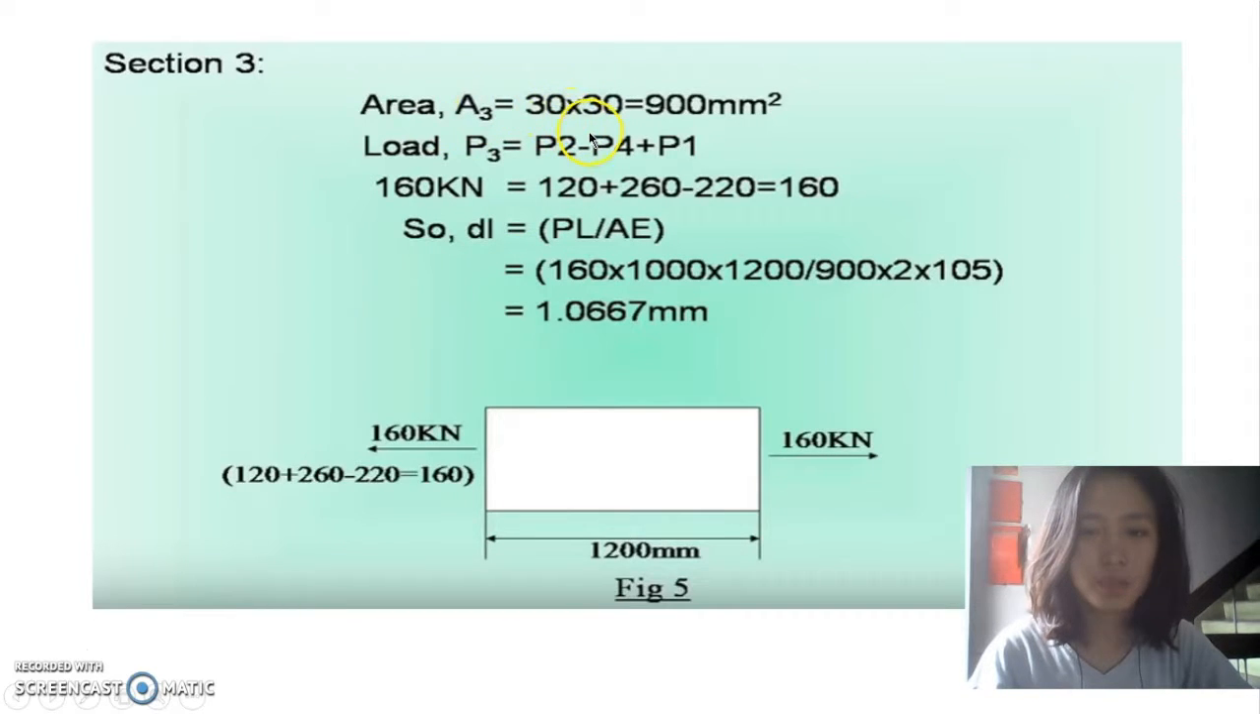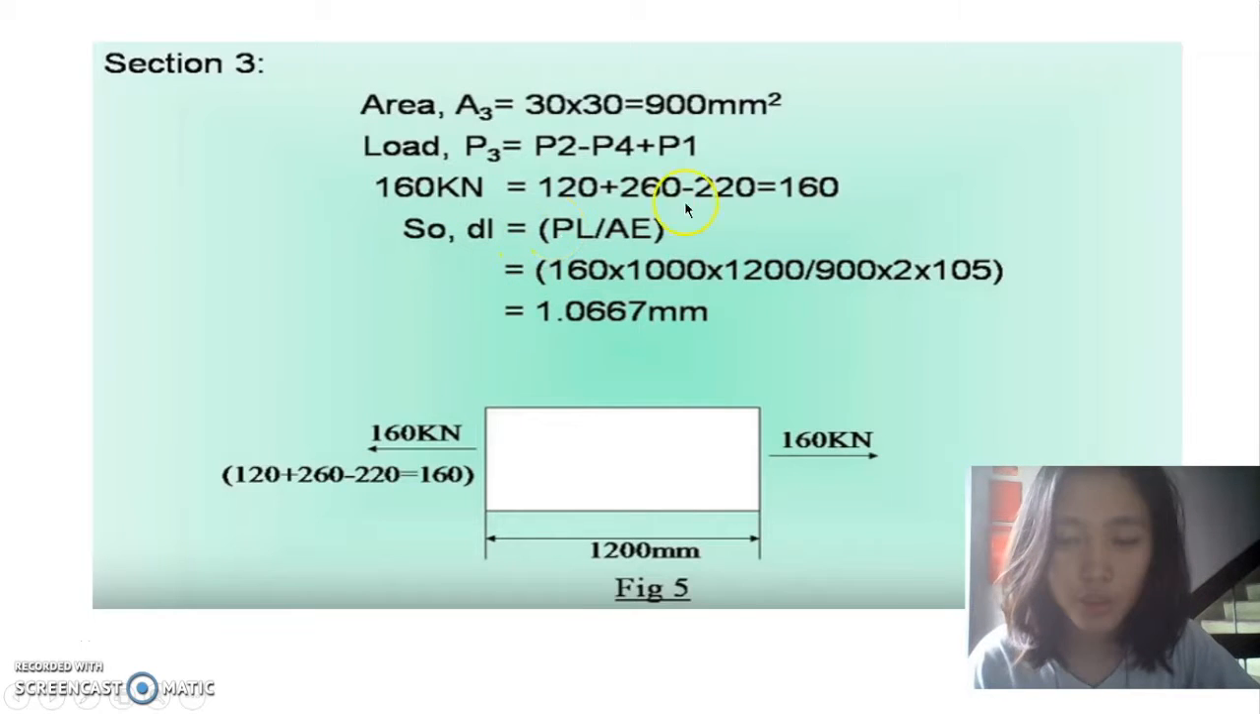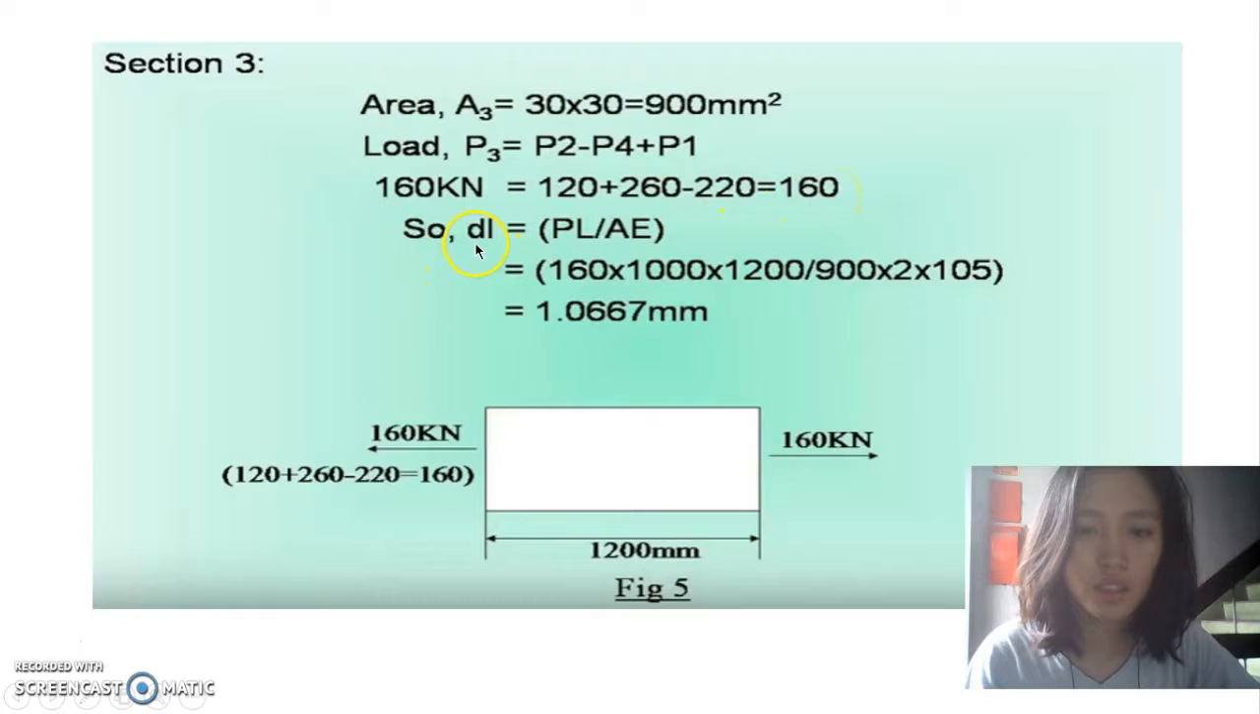For section 3, the area this time is 30 times 30, which is 900 millimeters squared. There are three loads applied on the left side and one load on the right side. Equating, we will get 160 kilonewton. For the deflection, PL over AE is equal to 1.0667 millimeters.